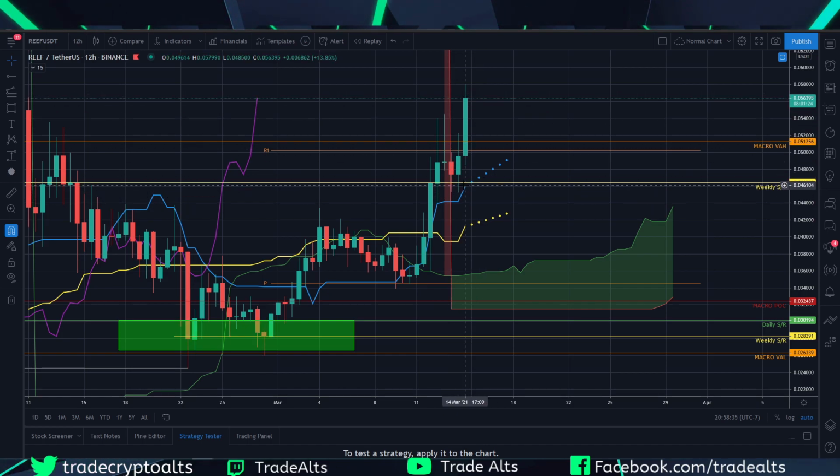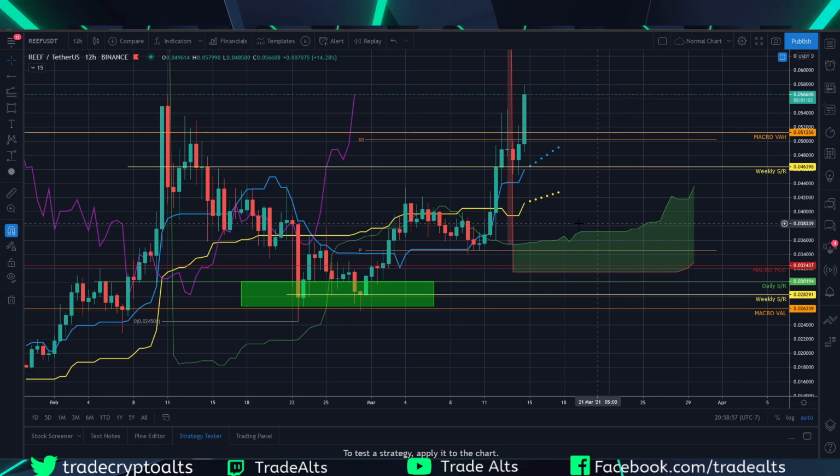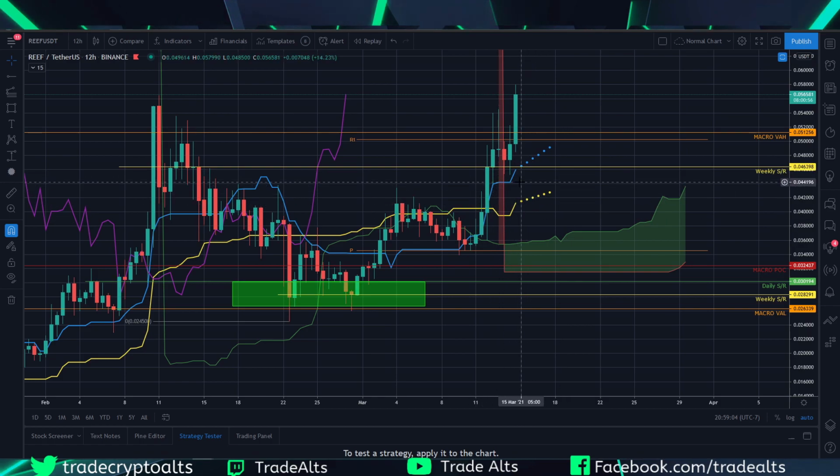You have really good angulation here. If you look at the slope of both your Tenkan, which is this blue line, and your Kijun, that's exactly what you want to see. It's very steep angulation, price is moving higher, cloud is bullish. Again, it's barely able to populate a full picture because of how new Reef is. But this really is what you want to see. So that's a USDT pairing.